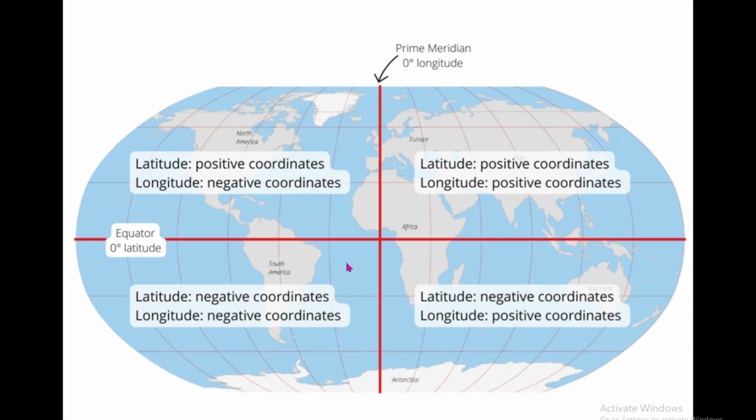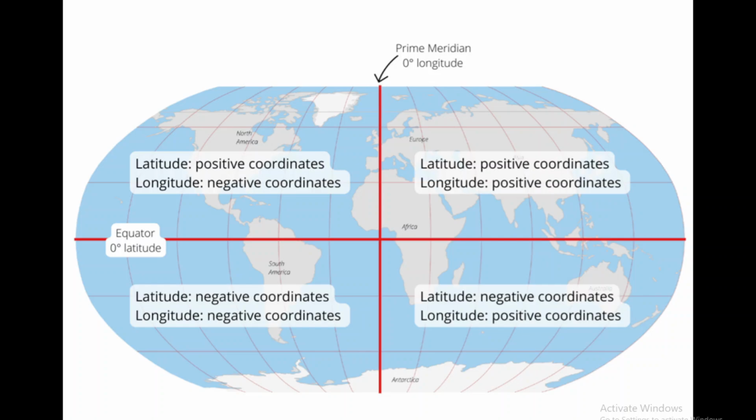Then there is also the prime meridian, which is a vertical red line representing 0 degrees longitude, dividing the Earth into eastern and western hemispheres. Latitude and longitude values are measured in degrees. Latitude ranges from plus 90 degrees at the North Pole to minus 90 degrees at the South Pole. Longitudes range from plus 180 degrees east of the prime meridian, and west of the prime meridian it is minus 180 degrees.